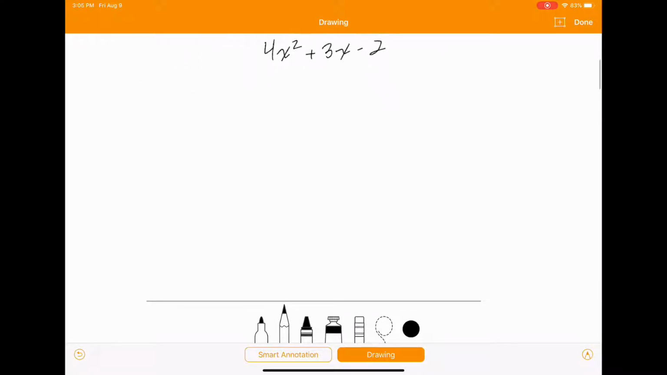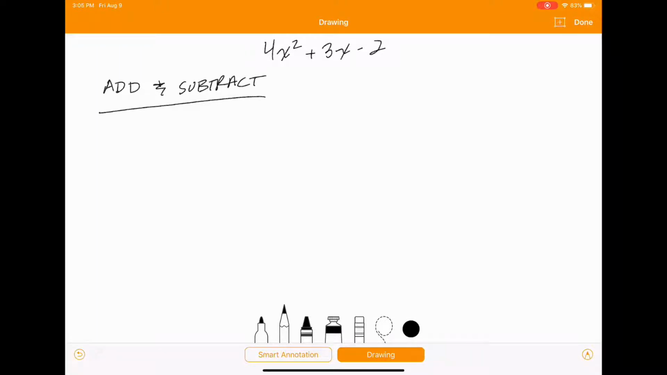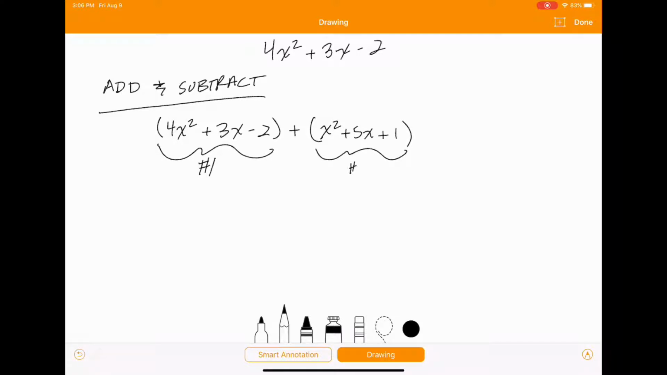So let's learn how to add and subtract polynomials. Let's say we've got 4x squared plus 3x minus 2. So we've got this polynomial, number 1, and we're going to add it to a second polynomial: x squared plus 5x plus 1. So then we've got polynomial number 2.